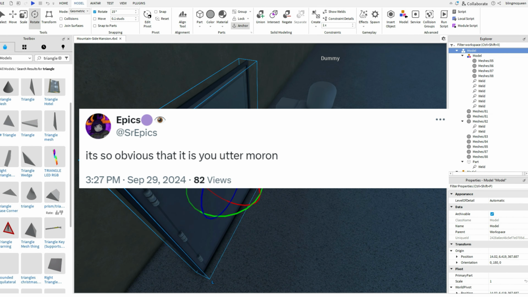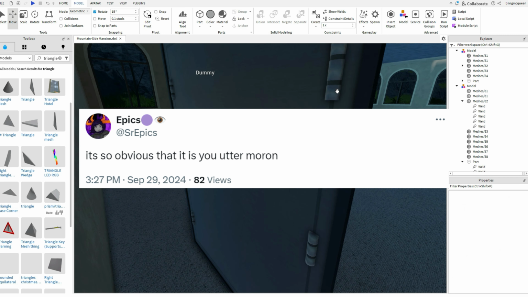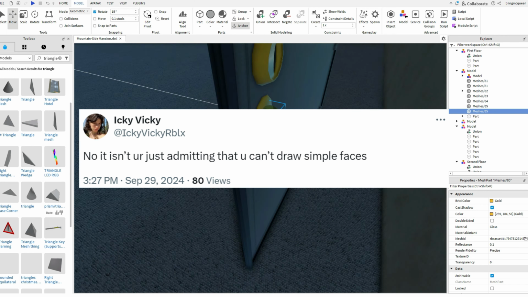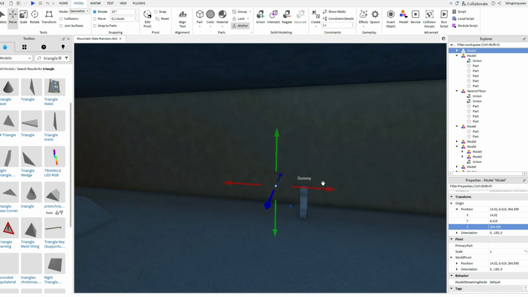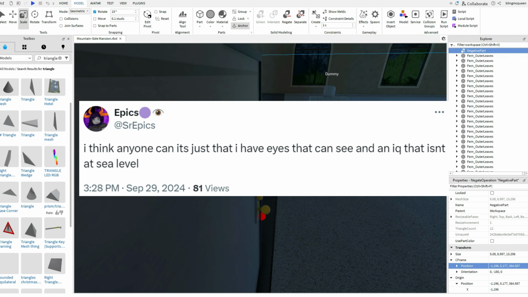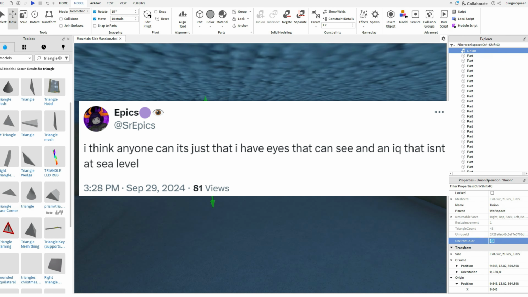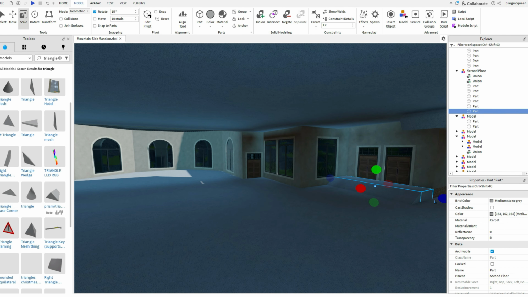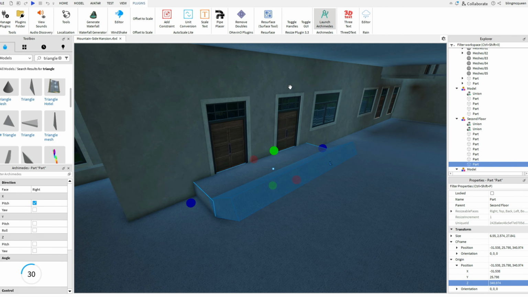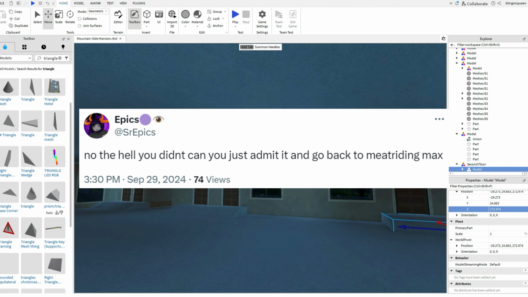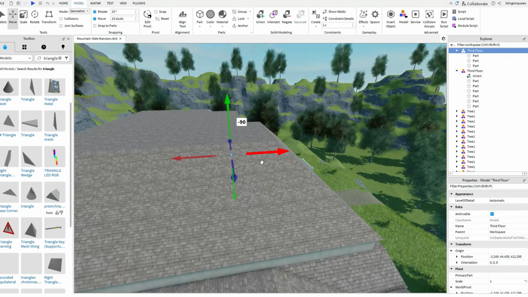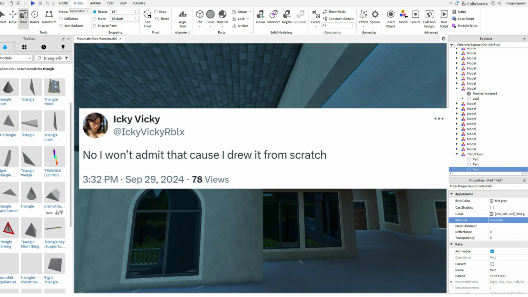He states, "It's so obvious that it is, you utter moron." Icky Vicky states, "No it isn't. You're just admitting that you can't draw simple faces." Epix states, "I think anyone can. It's just that I have eyes that can see and an IQ that isn't at sea level." Icky Vicky states, "I drew it from scratch." Epix states, "No the hell you didn't. Can you just admit it and go back to meat riding Max?" Icky Vicky states, "No, I won't admit that because I drew it from scratch."